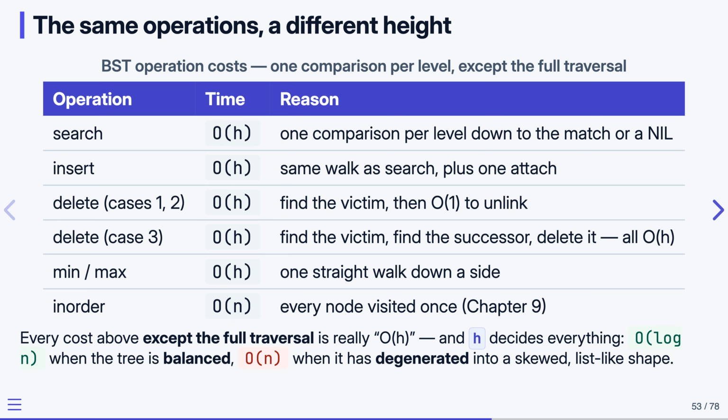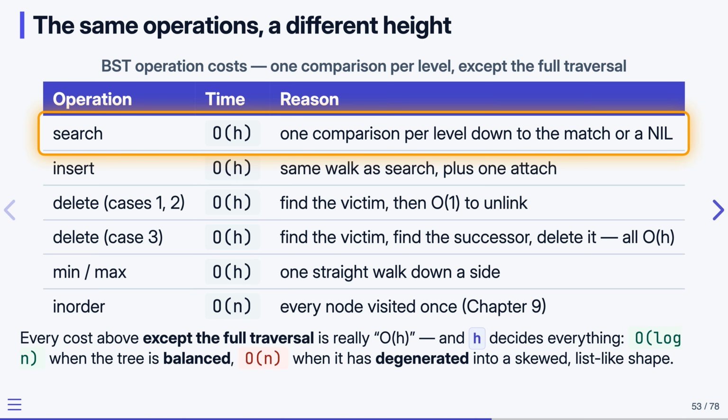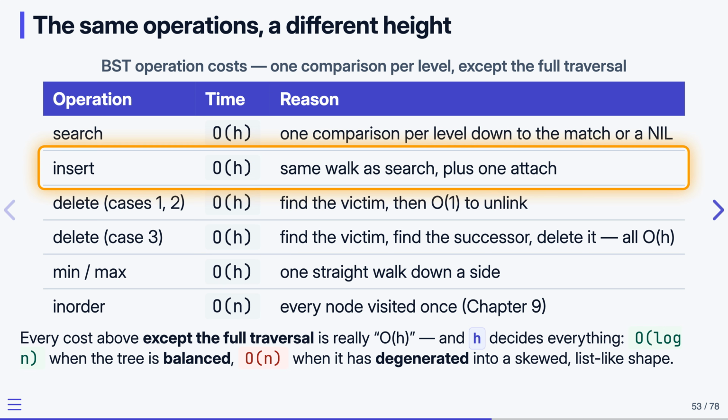Let's collect every operation in one table. The reason for each cost is always the same: one comparison per level of the tree. Search costs big O of h, we do one comparison per level, going down until we find the match or hit an empty link. Insert also costs big O of h, it is the same walk as search, plus one small step to attach the new node.